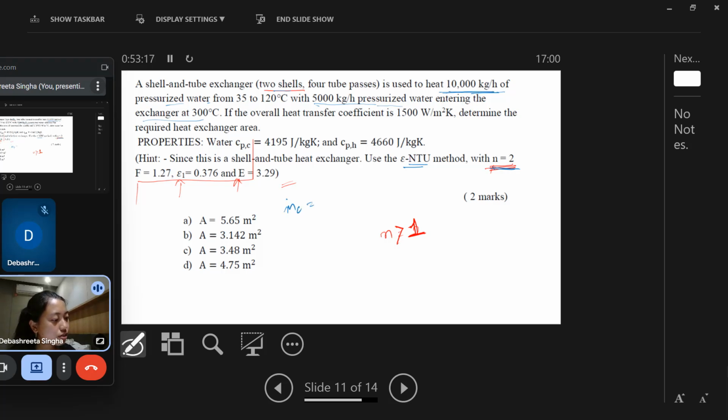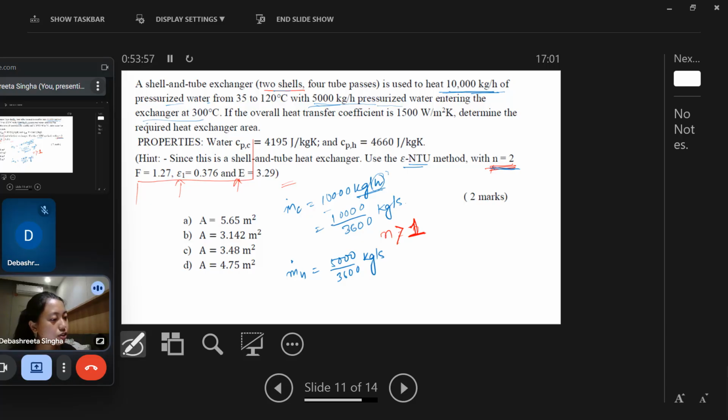Cold fluid is 10,000 kg per hour. So you have to take very careful note of this unit also. You have to convert this into SI unit. So SI unit will be kg per second. So 10,000 divided by 3,600. Okay, then we have the mass flow rate of this hot water, this 5,000 by 3600 kg per second.